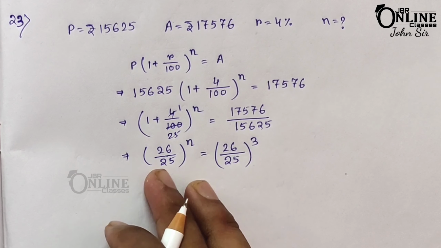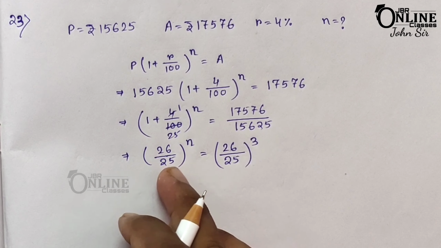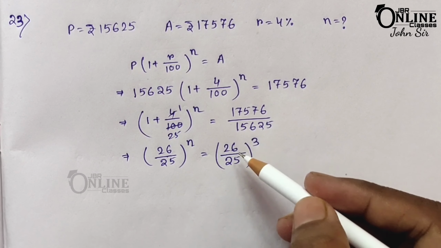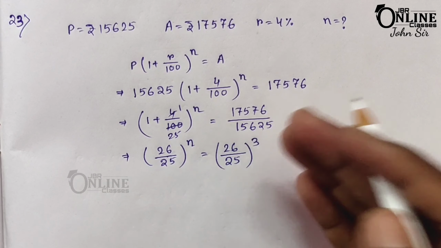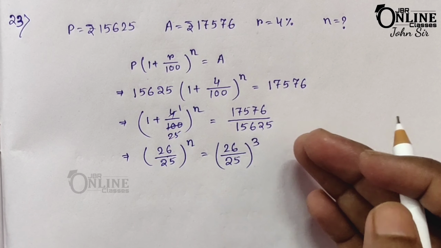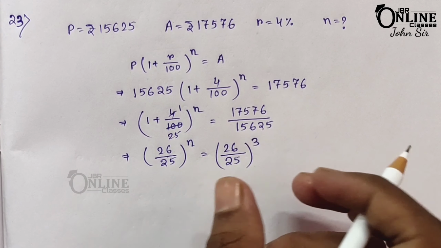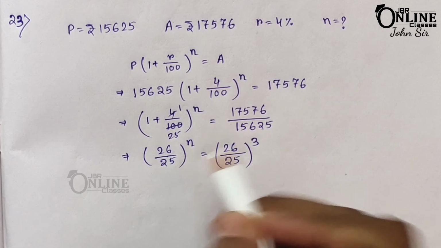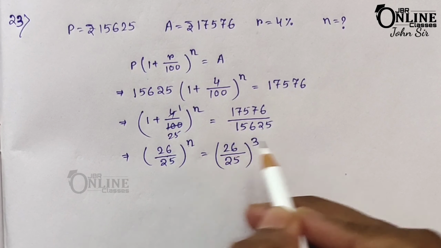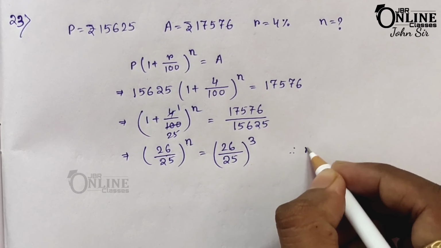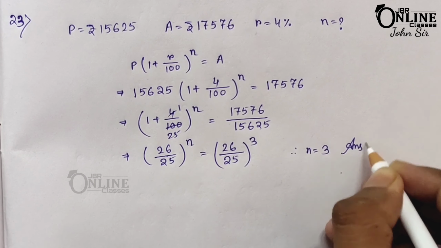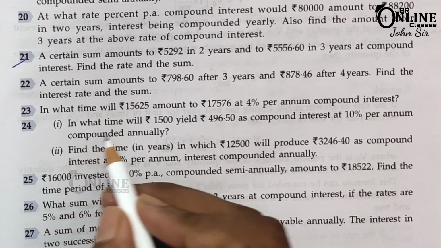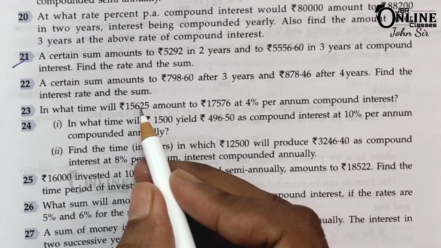Remember that if on the left you have the fraction 26 by 25, you will make the right side 26 by 25 whole to something, either 2 or 3, because in such problems the left and right bases will always be the same. So by comparing both sides, n equals 3, so you can just write down n equals 3, and that is your answer. Now here sum number 24. The first problem of sum number 24 is the same as sum number 21.